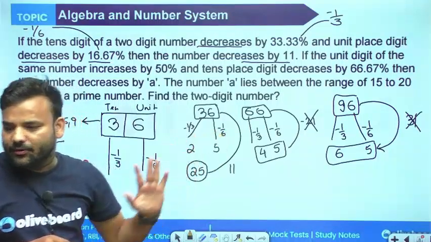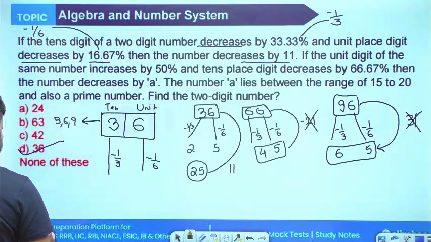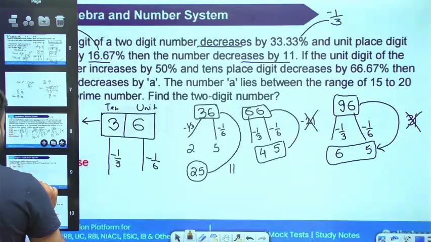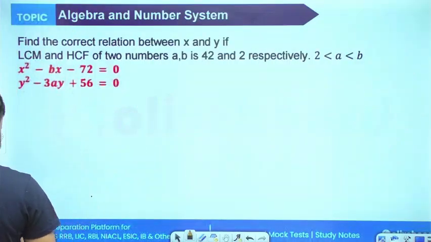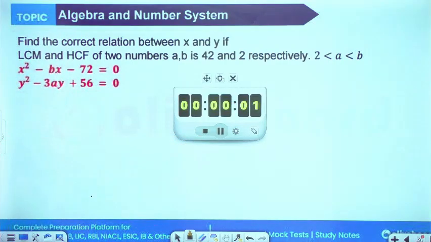Is it clear, Apurv Mishra? Mishra ji, clear hai? Clear? So this was a pattern of number system, a digit based question. This was a digit based question. Clear now? Okay.